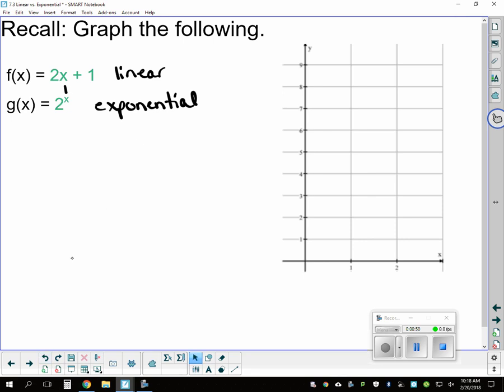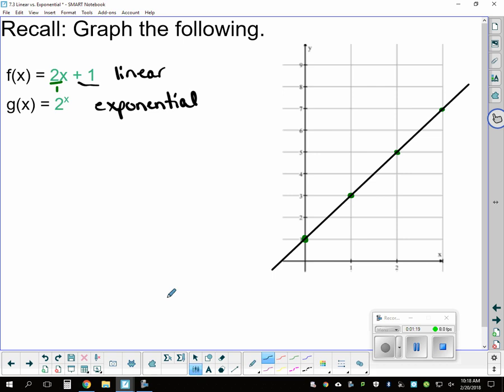Okay, so if I'm graphing these, I remember how to graph a linear equation by starting with the y-intercept. So here's my y-axis. I plot a point at 1. And then from there, I'm going to count my slope. My slope is 2 over 1. So I go up 2, right 1, and I can keep doing that. Up 2, right 1, up 2, right 1. And then I can draw a nice straight line in there.